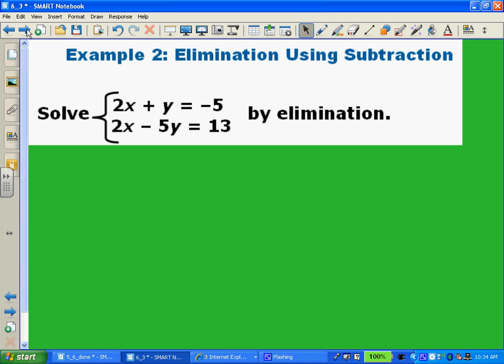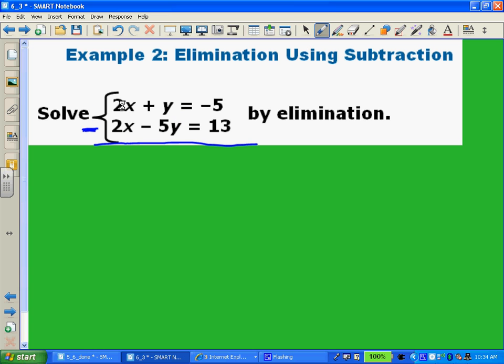Now we can also do elimination using subtraction. Now I don't like this quite as much, but I wanted to show it to you just so you knew that it was possible. What happens here, okay, so once again our variables are lined up. Now notice though, if I add, nothing's going to cancel out. I'd get 4x and negative 4y and 8, so nothing's going to cancel out.